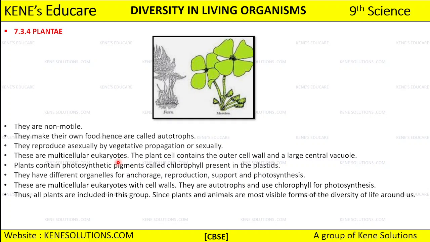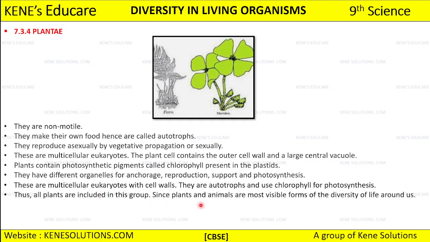Animal cells do not have a cell wall, but plant cells do have a cell wall. That is why we call plants multicellular eukaryotes with cell wall. Plants are autotrophs and they use chlorophyll for photosynthesis. Thus all the plants are included in this group.